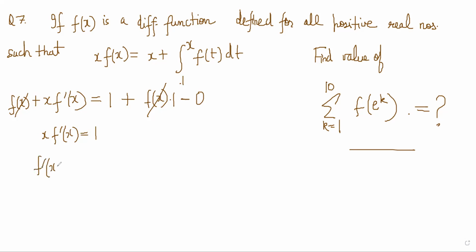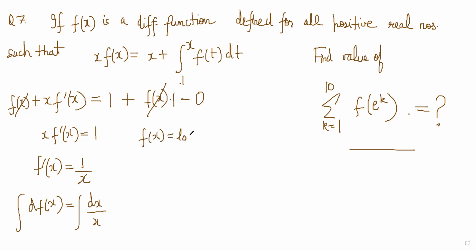f dash x is equal to 1 by x. So you write d f of x by dx equals 1 by x, and integrate. f dash x is 1 by x, so f of x is log x, obviously, plus c. So if f of x is log x, you should write log x plus c so that you can find the value of c given this condition, right? c could be something.